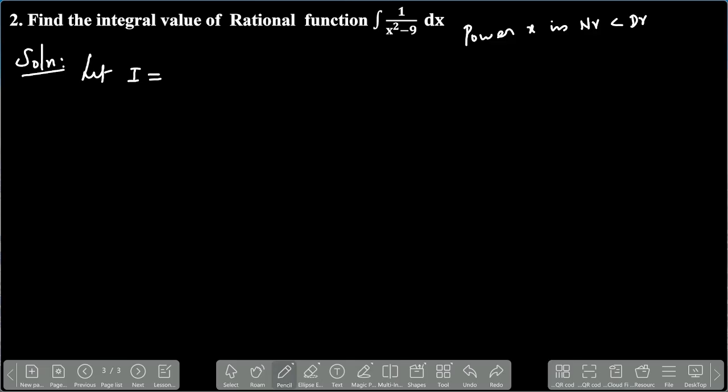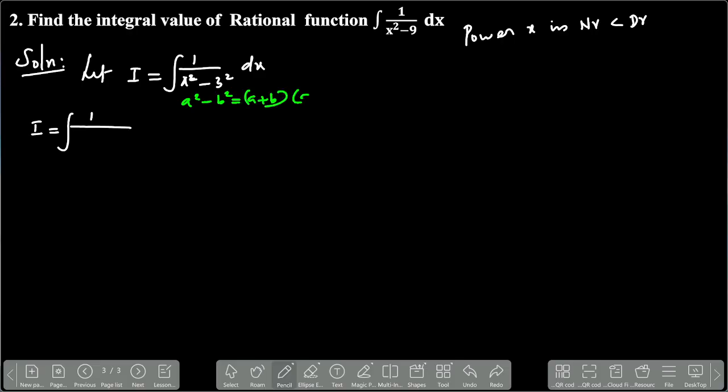I equal to 1 divided by x square minus 3 square. Any doubt? Because 9 is 3 square. Now I am going to rewrite I equal to integral 1 divided by... What is the formula here? This is a square minus b square, that is a plus b into a minus b. That means here it separates as x plus 3 into x minus 3.